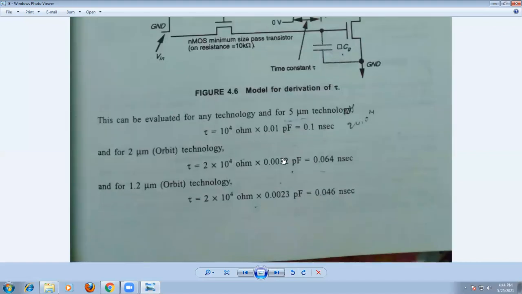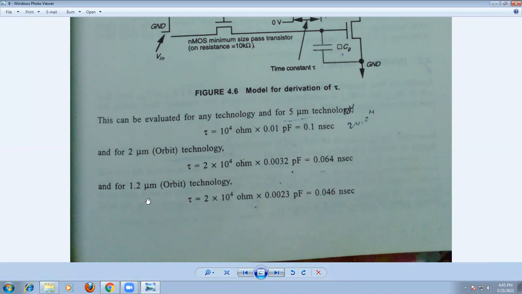the same in case of 2 micrometer technology. How to calculate the delay? So tau is equal, once again, in 2 micrometer technology, the value of RS is equal to 2 into 10 to the power 4 ohms into 1 square CZ in 2 micrometer technology, which is equal to 0.0032 picofarad. So substituting these values here, you will get the delay equal to 0.064 nanosecond, right? So like this, you can calculate the delay.